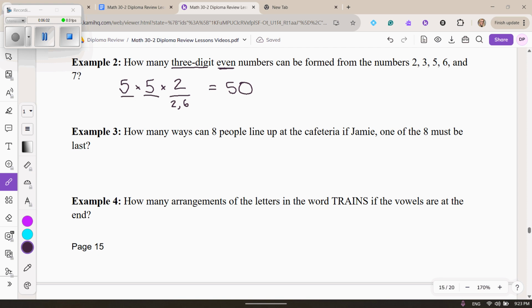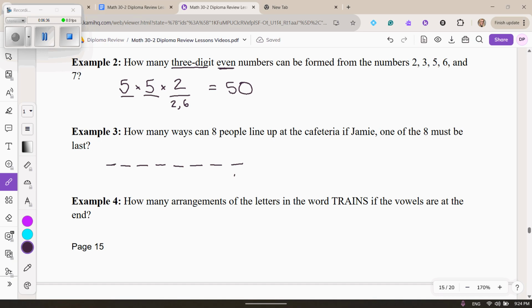Okay, how many ways can 8 people line up in a cafeteria if Jamie, one of the 8, must be last? So here, once again, we're lining things up. That's a permutation. So sometimes I'm going to use the fundamental counting principle. Since I'm lining up 8 people, I'm going to make 8 lines: 1, 2, 3, 4, 5, 6, 7, 8. And remember, the number that goes on top is the number of options that are available.